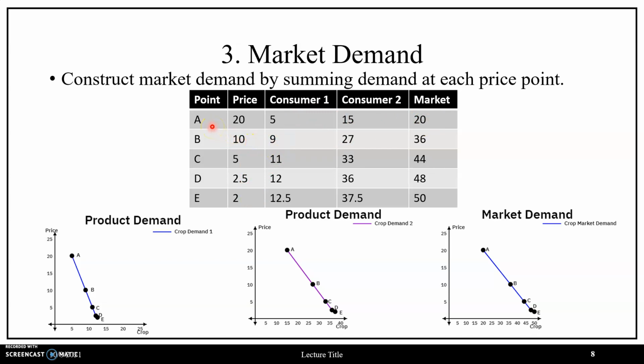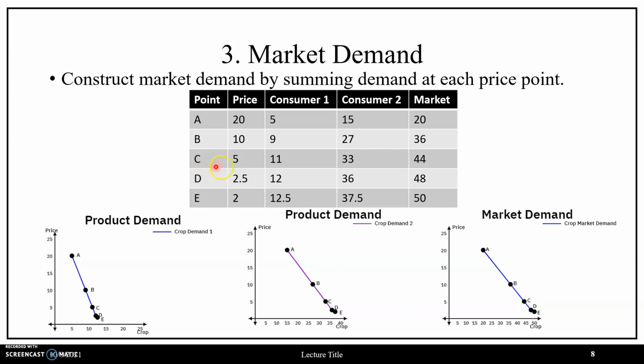So, at point A, at a price point of 20, consumer 1's quantity demanded for crops is 5, while for consumer 2, it's going to be 15. So, at a price point of 20, market demand is going to be 20, which is the sum of 15 and 5. Repeating this process for B, at a price point of 10, consumer 1 has a quantity demanded of 9, while consumer 2 has a quantity demanded of 27. Summing those two together at that price point, we then have that market demand is going to be 36.